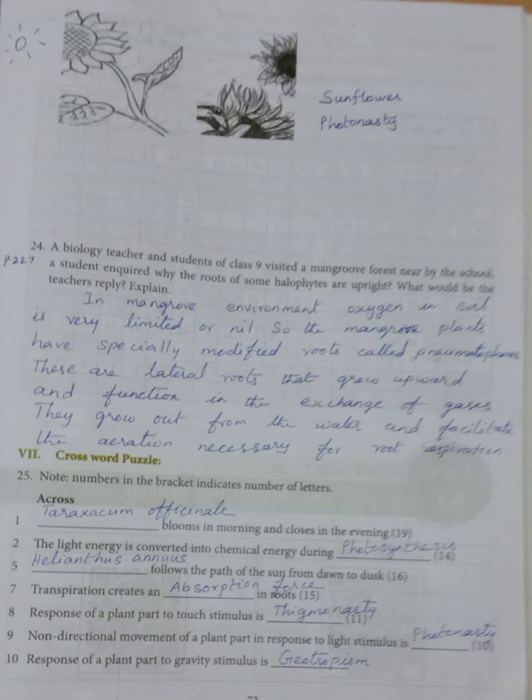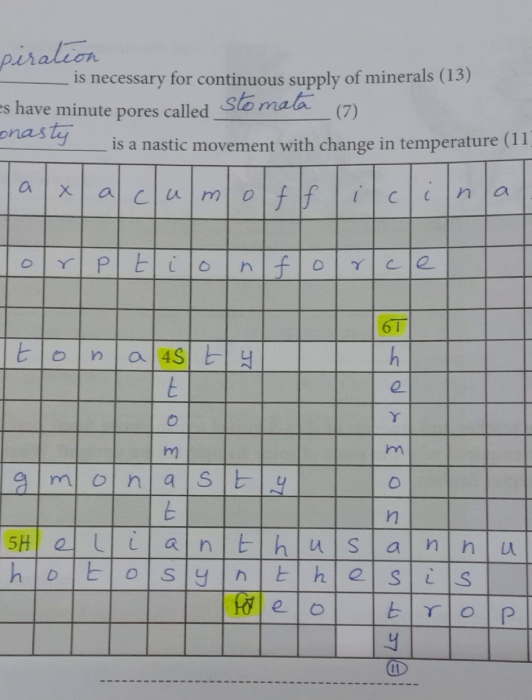Answer: in mangrove environment, oxygen in soil is very limited or nil. So the mangrove plants have specially modified roots called pneumatophores. These are lateral roots that grow upward and function in the exchange of gases. They grow out from the water and facilitate the aeration necessary for root respiration.